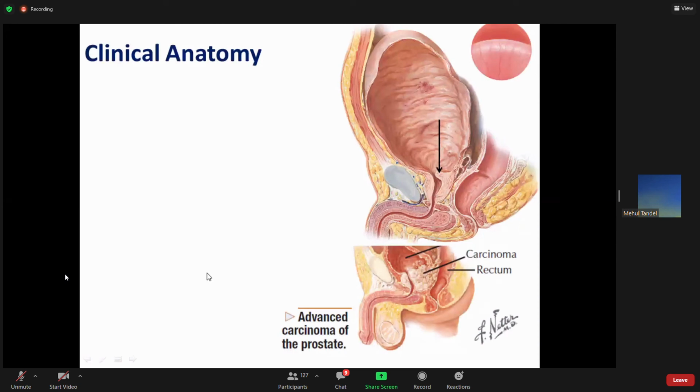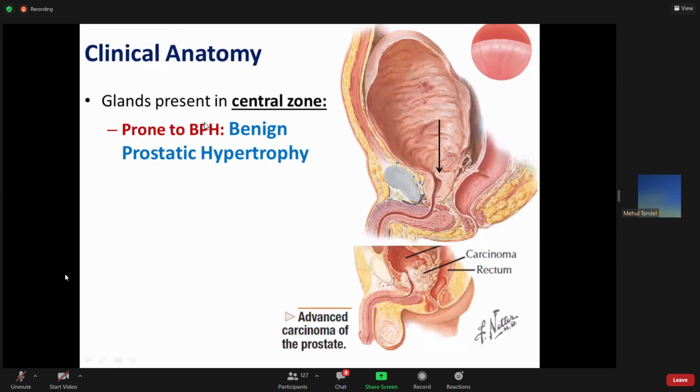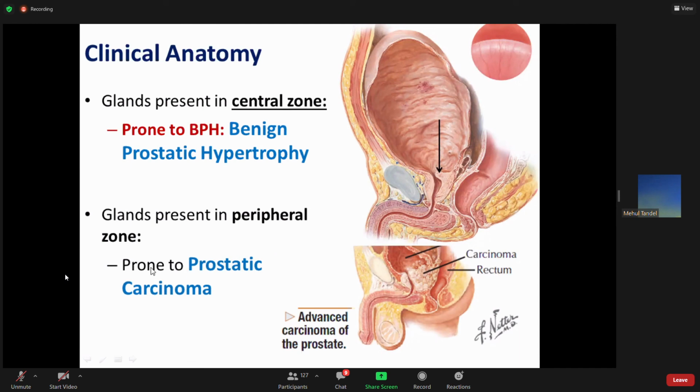What is in the clinical aspect, you have to remember. Glands present in the central zone are prone to BPH, benign prostatic hypertrophy. That is a benign tumor of the prostate. Remember, benign prostatic hypertrophy is a very common condition in old age people. BPH commonly occurs in the central zone, and the peripheral zone is prone to prostatic carcinoma, cancer. So you have to remember this. Cancer most commonly occurs in the peripheral zone, and benign prostatic hypertrophy, a benign tumor, commonly occurs in the central zone. That is the clinical aspect of the prostate. Yes, that is all about the prostate.